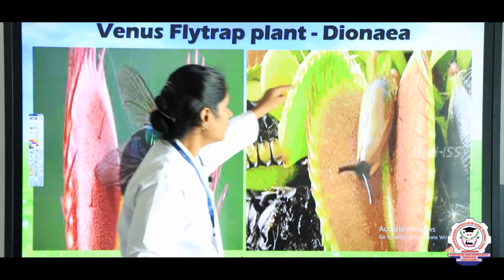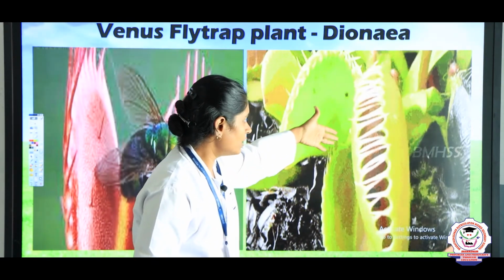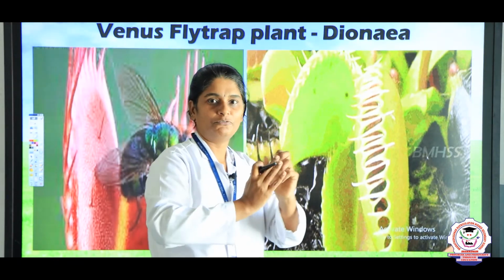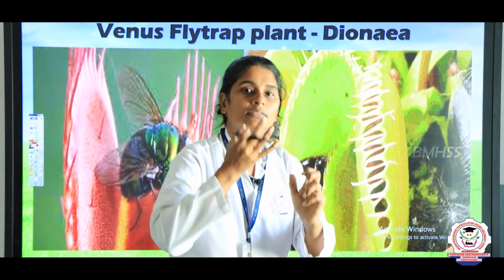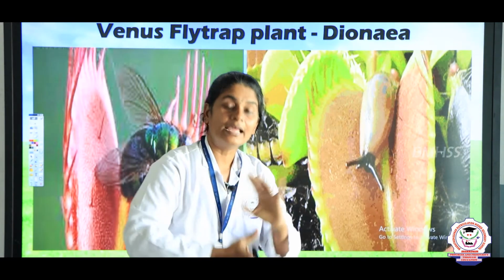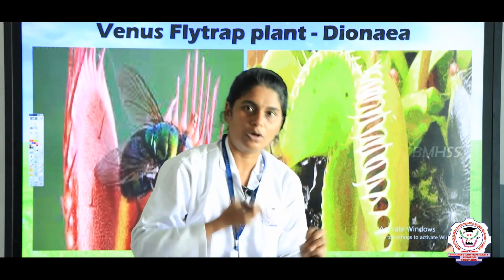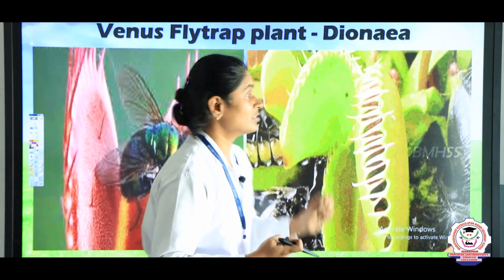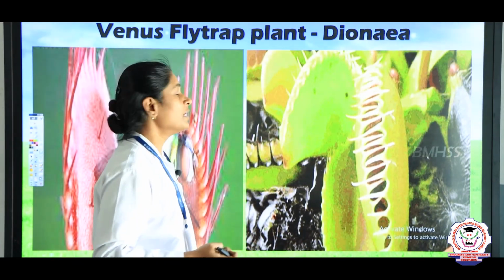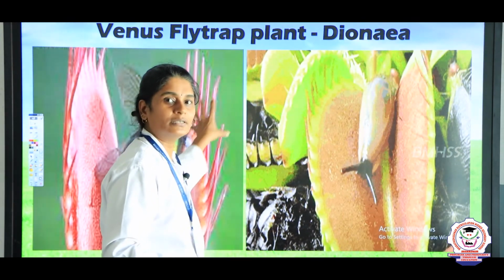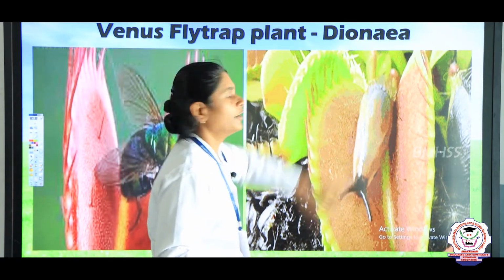Once an insect or any small animal comes inside, it is trapped, and after a few hours the insect or animal dies, and the plant absorbs the nutrients from it. So the example is Venus flytrap. Venus flytrap is also called Dionaea. The name of the plant is Dionaea.